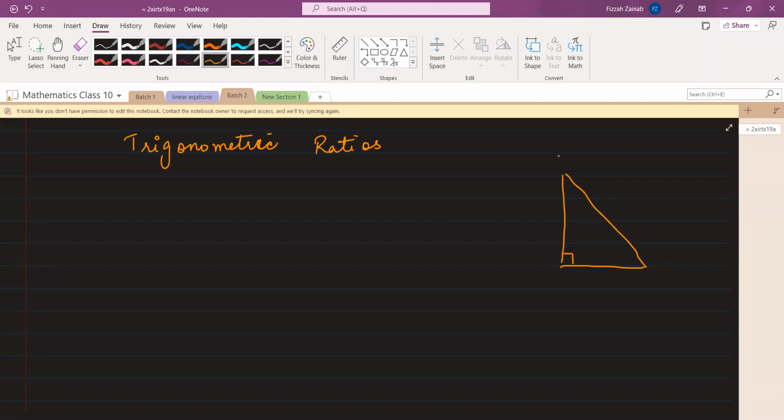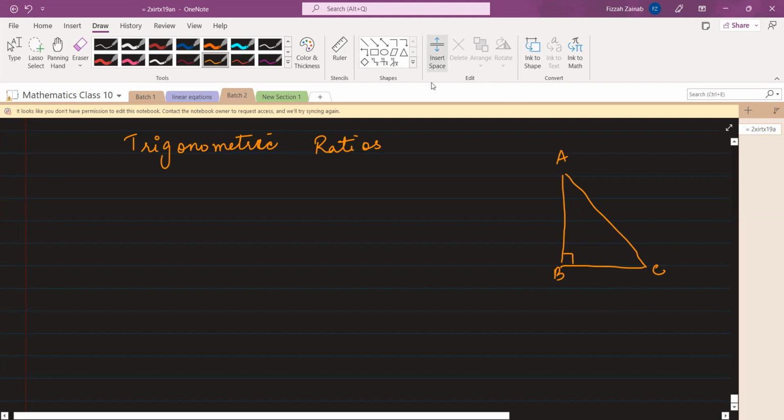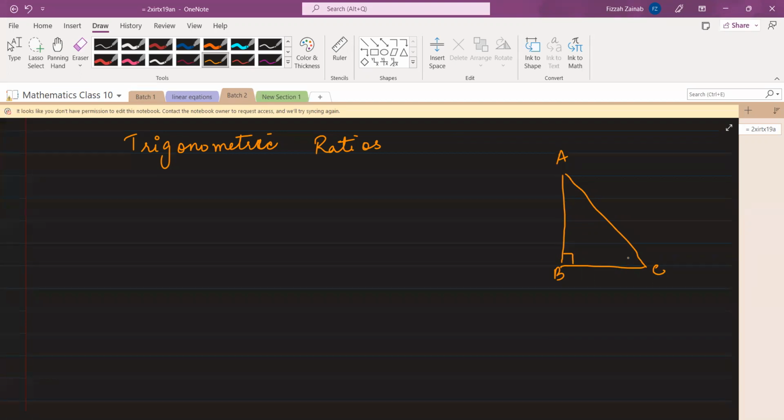Okay, if this is a right angled triangle, ABC, right? One angle is 90 degrees. That means now the total sum is 180 degrees. We know the angle sum property. So in a triangle, the sum of all the three angles is 180 degrees. Now angle B is already 90. That means the sum of A and C has to be 90. Is that okay?